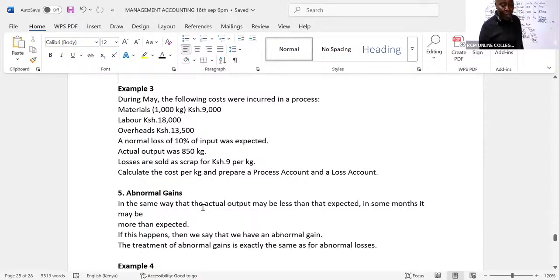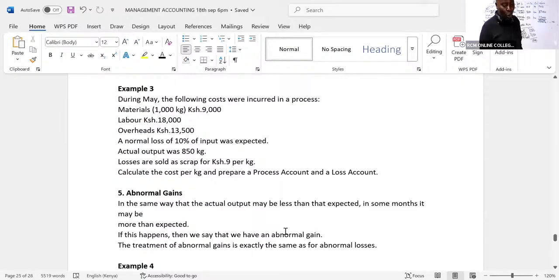In the same way that the actual output may be less than expected, in some months it may be more than expected. If this happens, then we say that we have an abnormal gain. The treatment of abnormal gain is exactly the same as for abnormal losses.